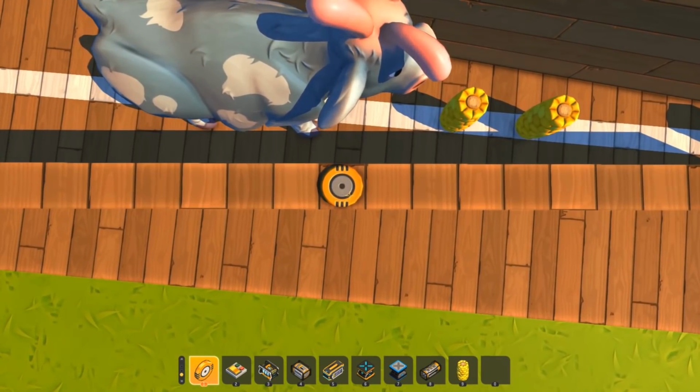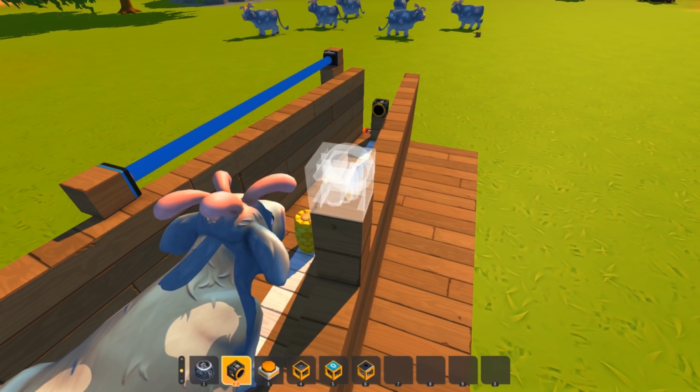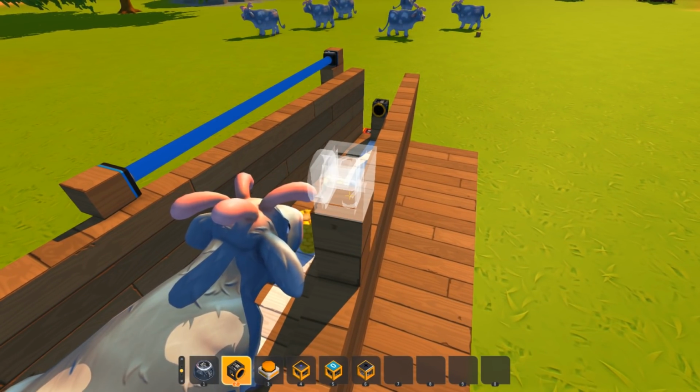If we put a bearing right here across the way, and then we build up a couple of blocks, and we go ahead and put a sensor facing this way.